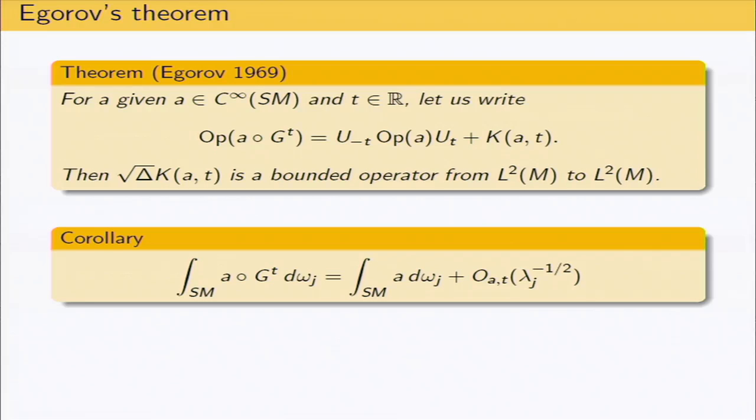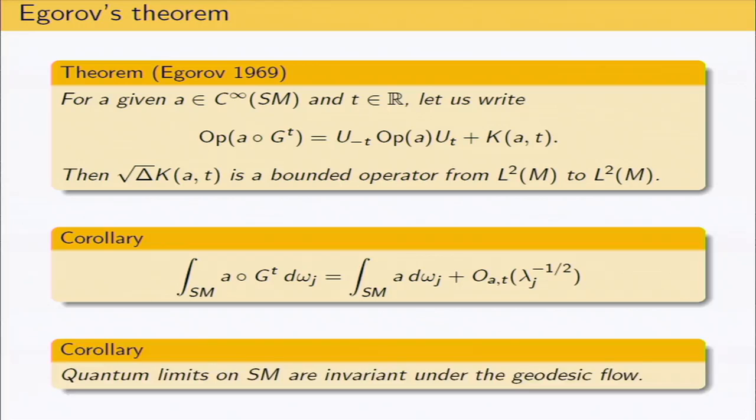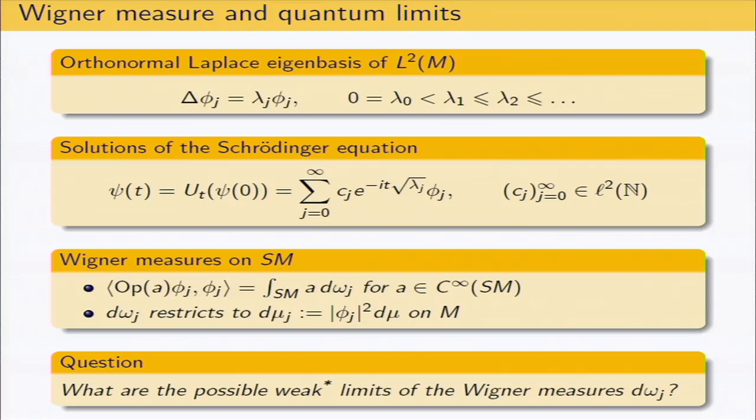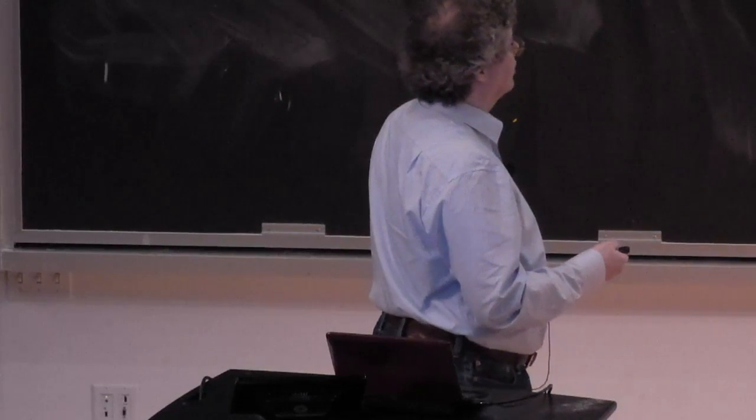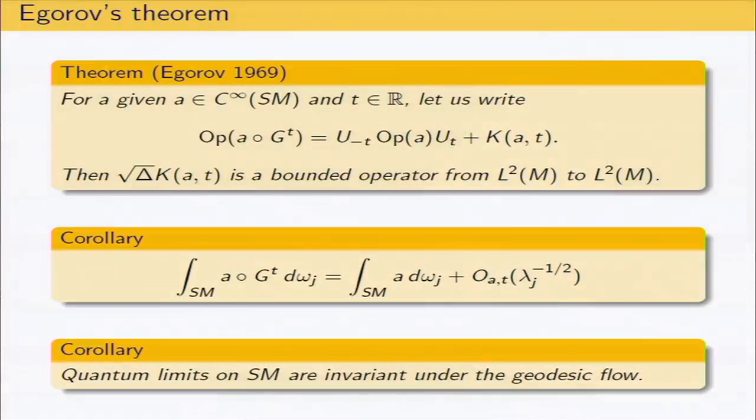Now imagine that you let j tend to infinity along some subsequence of lambda j's so that the d omega j's have a limit in the weak star topology. Such limits are called quantum limits. Then what we find by this equation is that this error term becomes 0 in the limit. So all quantum limits on SM are invariant under the geodesic flow. This is a very important observation because remember we had this motivating question, what are the possible quantum limits? And now we see as a consequence of Egorov's theorem that all quantum limits are invariant under the geodesic flow.